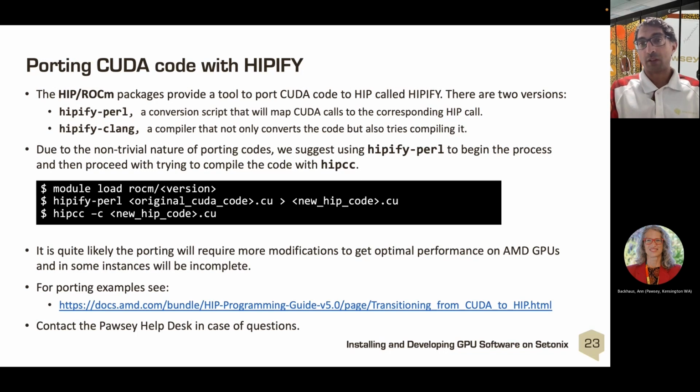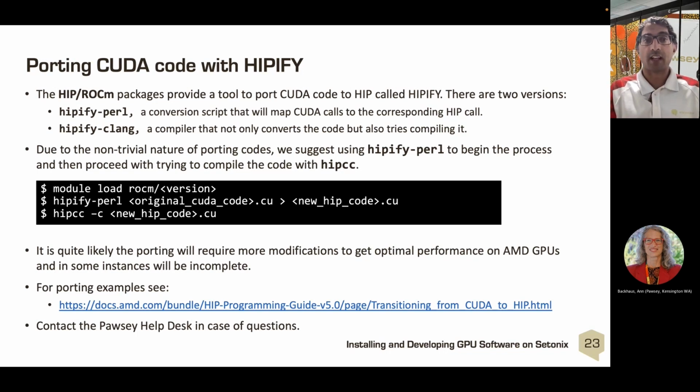So there's two versions of HIPIFY. One is HIPIFY Perl, which is a conversion script that will map CUDA calls to the corresponding HIP call. It's quite a good job for most of the CUDA stack, but there's some things that it won't necessarily translate. So specifically the math libraries that CUDA has developed, that HIP has also developed, that mapping might require an explicit manual change of the code.